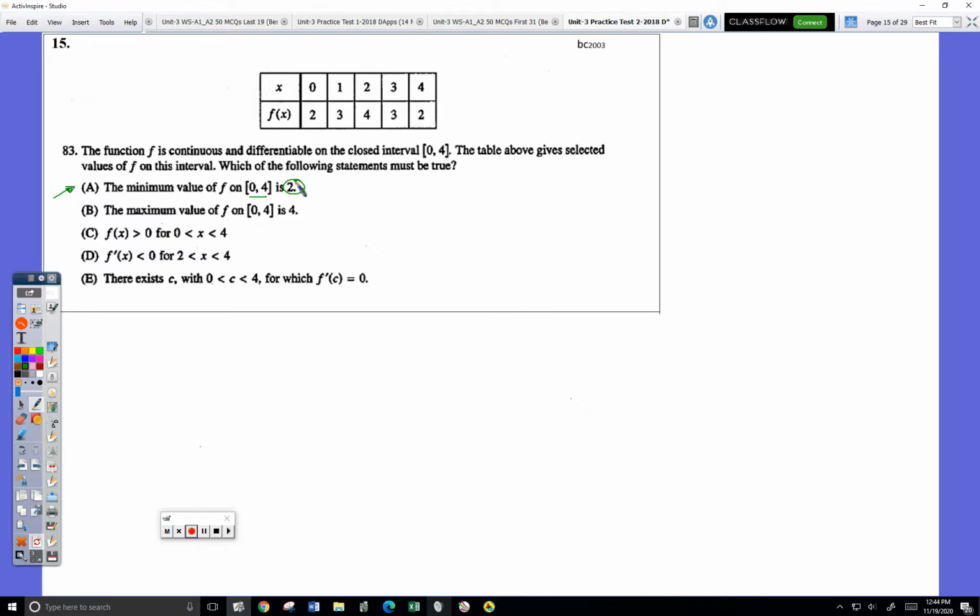So Logan, what's the reason why A has to be false? Or I shouldn't say has to be, but it could be false. It's a table with selected values only, so you're not seeing every single point.